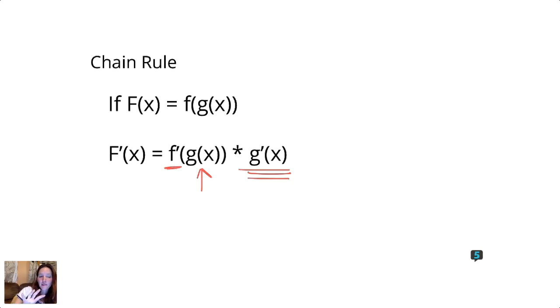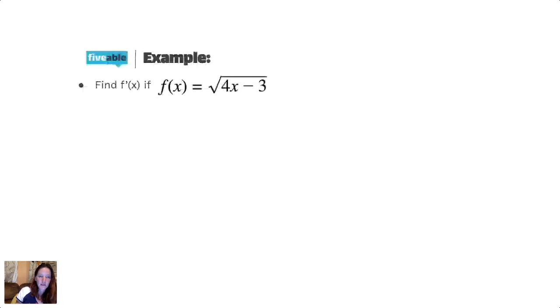So: derivative of the outside, copy the inside into the whole, and then take the derivative of the inside. That's actually a pretty simple process. So let's try it with an example. Find f prime of x if f of x equals the square root of 4x minus 3.